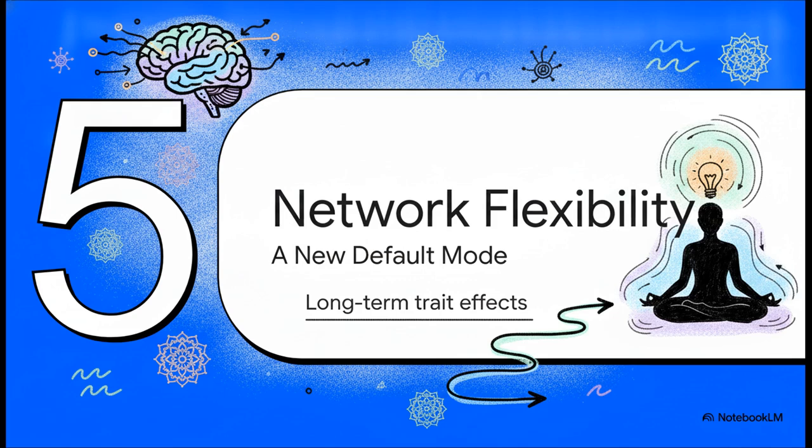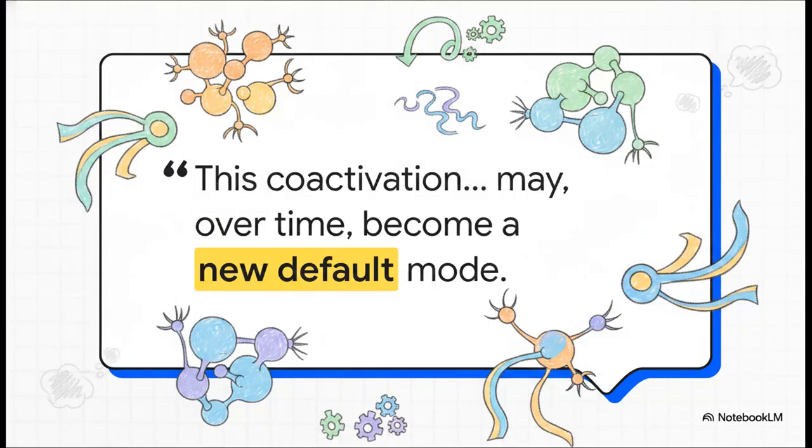Finally, Section 5, Restructuring Network Flexibility. This is the big synthesis right here, looking at the long-term trait effects of contemplative practice. I really want to highlight this quote drawn from research on the default mode interference hypothesis. The crucial takeaway is that effective therapy doesn't just permanently silence or damage the DMN. I mean, that would completely impair our ability to function, right?